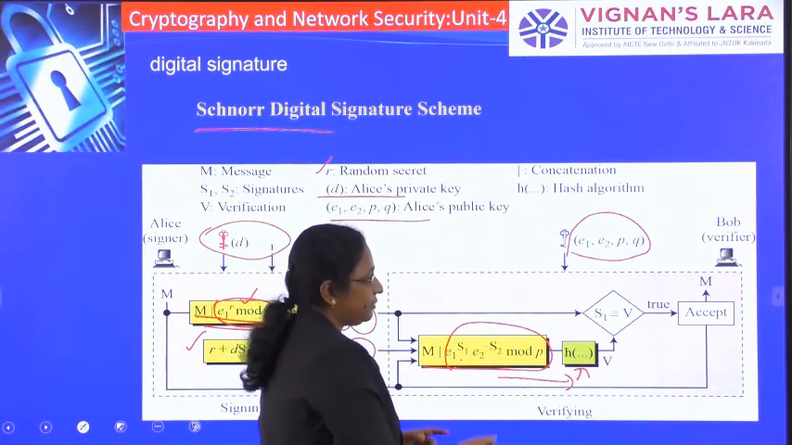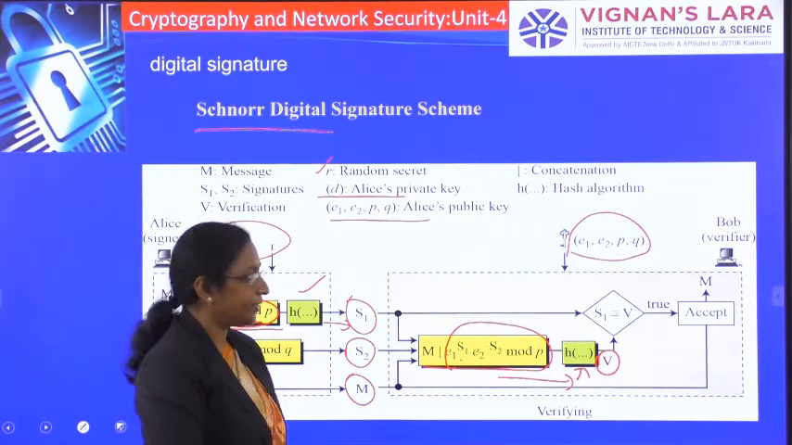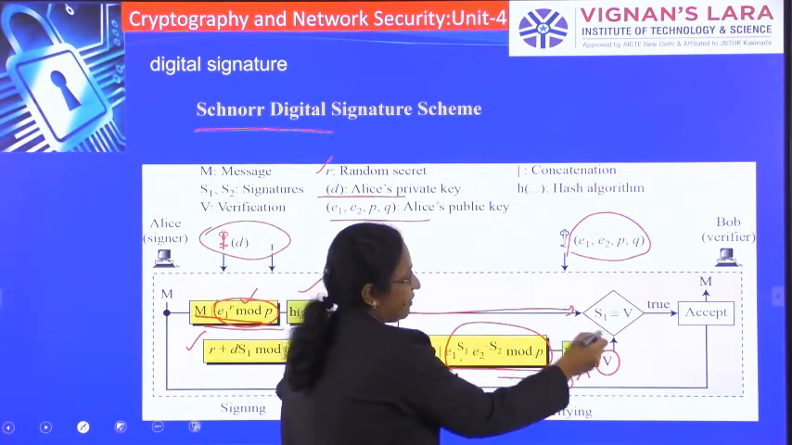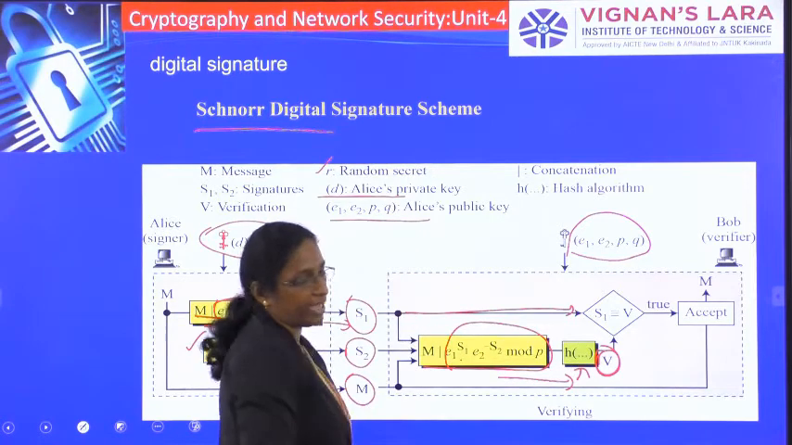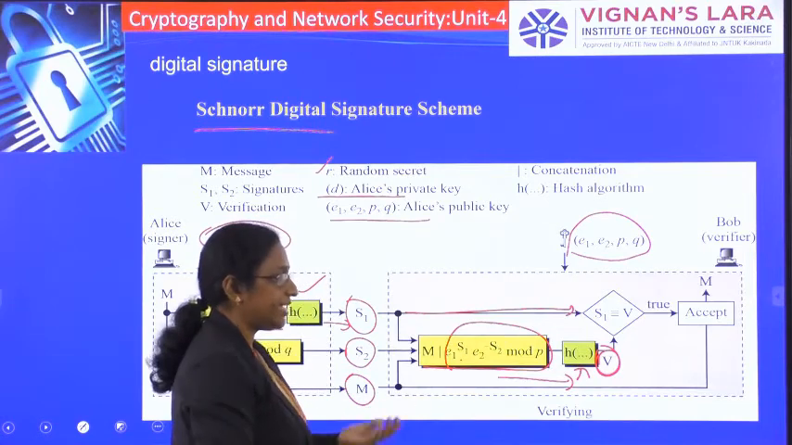After going through that, you will be getting a verification value. Then the S1 value that you are getting is compared with your V value. If both are the same, that means the message will be accepted. Otherwise it will be rejected.